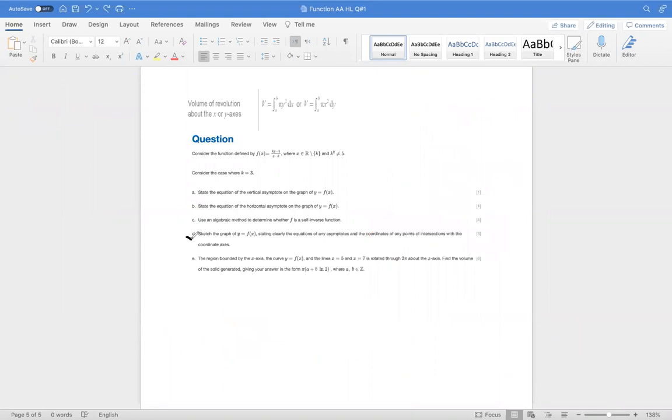So sketch the graph y equal to f of x, stating clearly the equation of any asymptote, coordinates of any points of intersection with coordinate axis. Okay, so first of all, we have to replace k with 3 because in this case, we consider k equal to 3. Then my function will be 3x minus 5 over x minus 3. That's my f of x function.